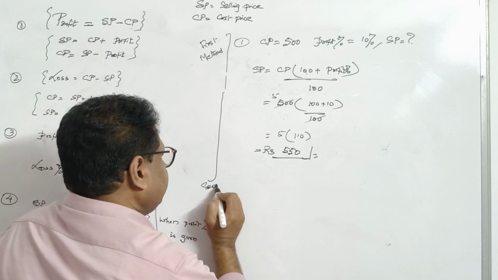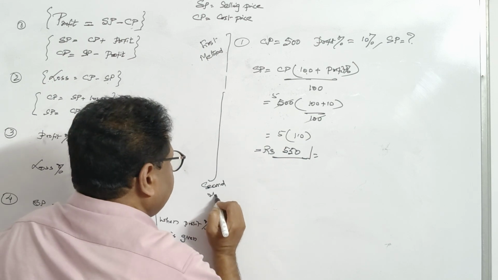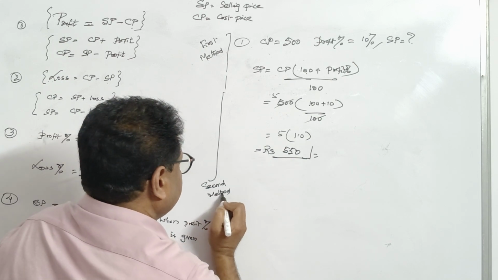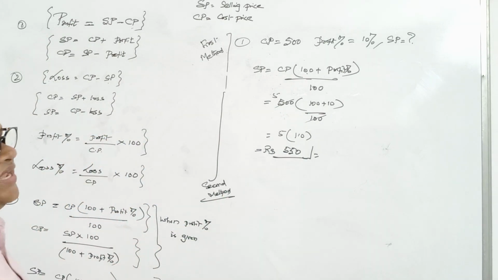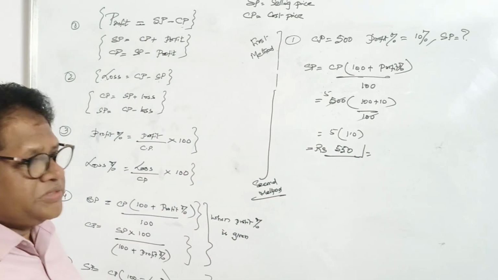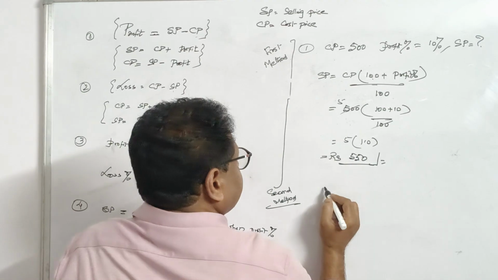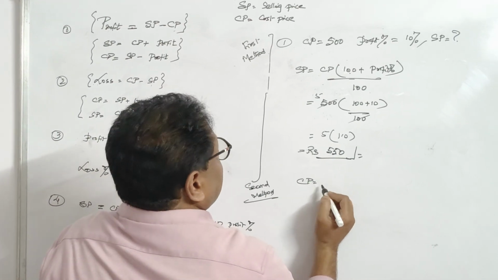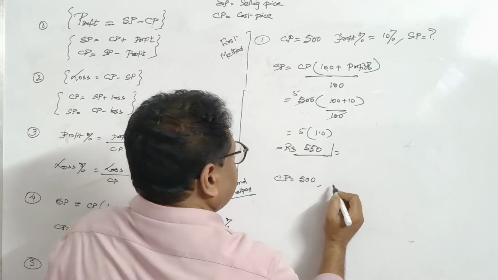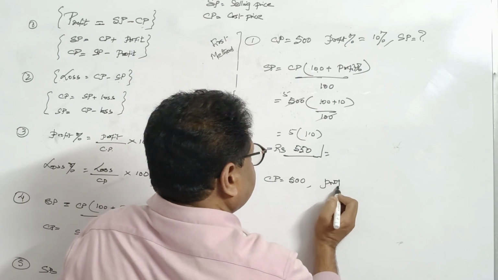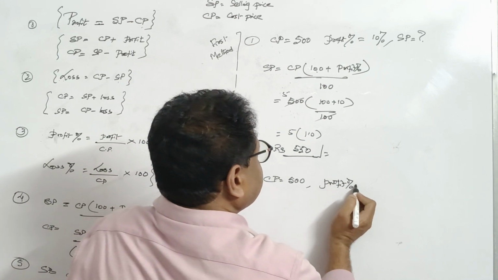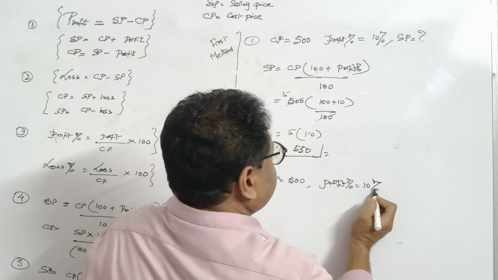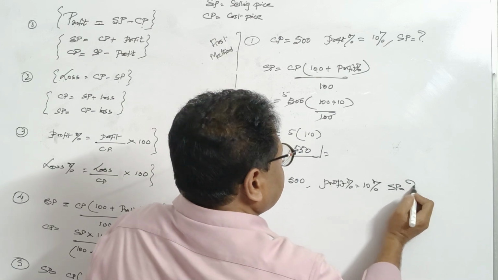Now I am discussing the second method, which I think will be easier for you. This is by taking 100, that is the unitary method. Now, let me write the question. The cost price is 500, the profit percent is 10%, and you are required to find SP.